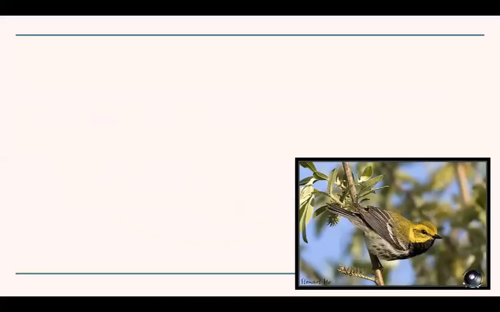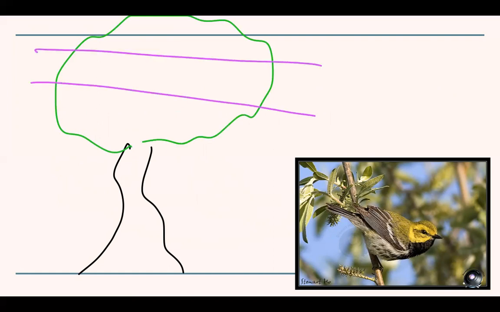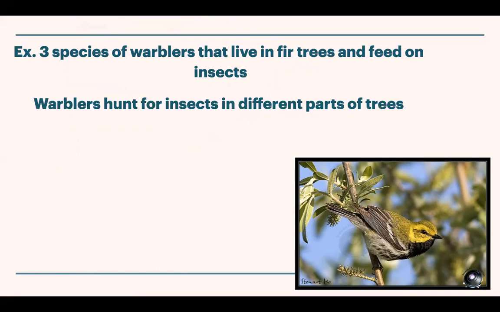Now, this is a bird called a warbler, and you have a warbler that lives in a tree. I don't have brown, but I do have green. So basically what these guys do is that they partition the tree. So warbler species A, B, and C, they basically stick to their own area of the tree to look for insects and seeds or whatever so that they don't overlap. That's resource partitioning. Basically just dividing up your resource.